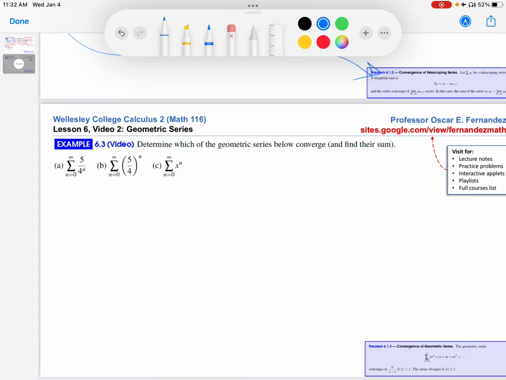In this video, we're going to work out an example of geometric series convergence or divergence and how to find their sum if they converge. So the example we're working out comes from lesson 6 in this Calculus 2 course.